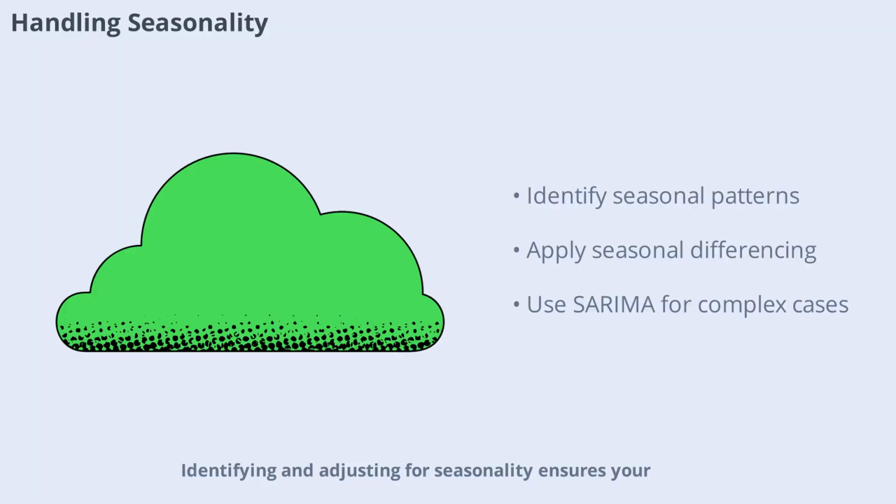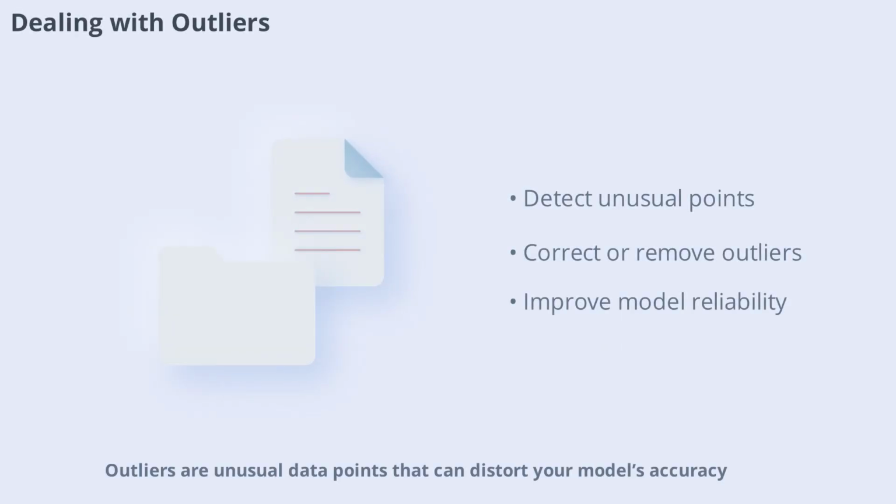Identifying and adjusting for seasonality ensures your forecasts reflect real-world patterns and improve accuracy. Outliers are unusual data points that can distort your model's accuracy. Before fitting an ARIMA model, it's important to detect and address outliers. This might involve removing them, correcting errors, or using robust modeling techniques. Properly handling outliers ensures your forecasts are not skewed by anomalies.